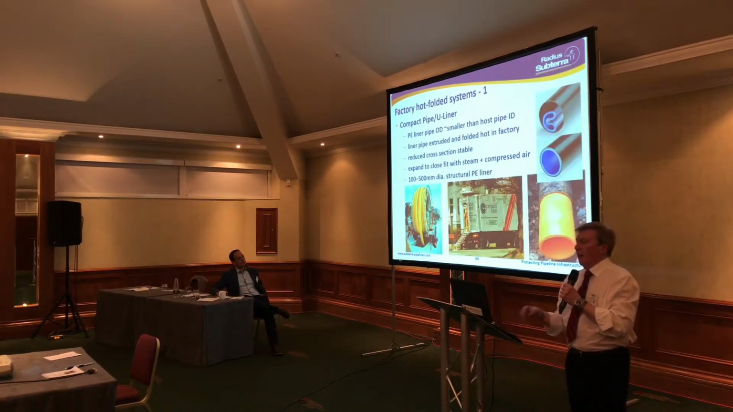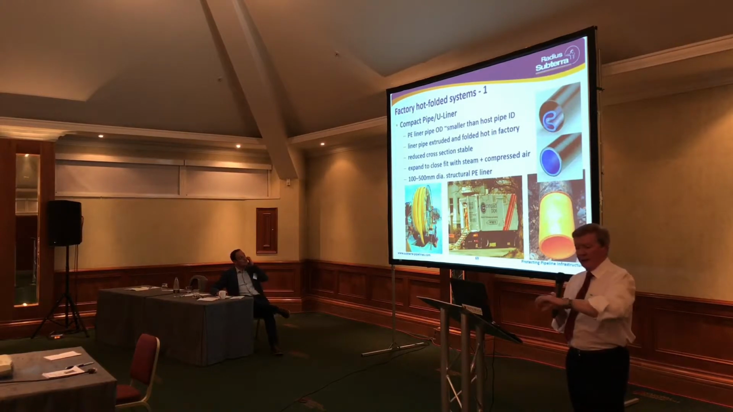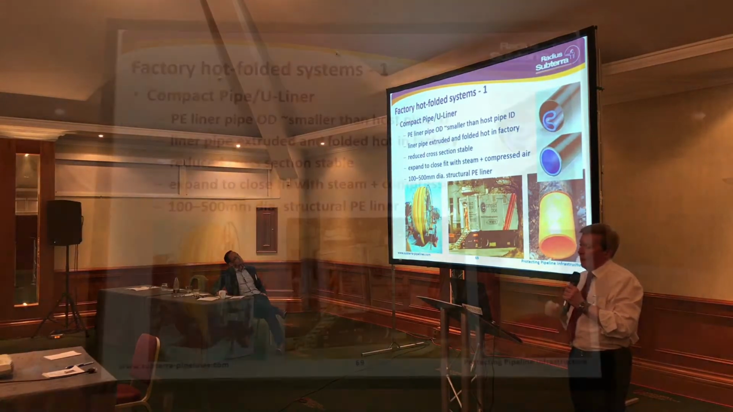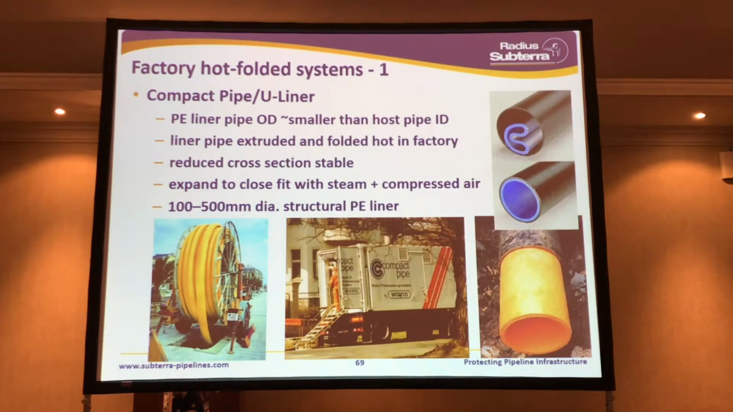Of the factory hot folded systems, Compact Pipe U-Liner is probably the most well known. This is manufactured by Wavin, extruded round in the factory and then folded, taken to site on drums, peeled off, put into the host pipe, ends opened out, and it's returned to round by a combination of steam and compressed air. Its size is 100 to 500mm diameter, the upper diameter being limited by the sensible amount commercially of the liner pipe that you can get onto a standard transport drum.